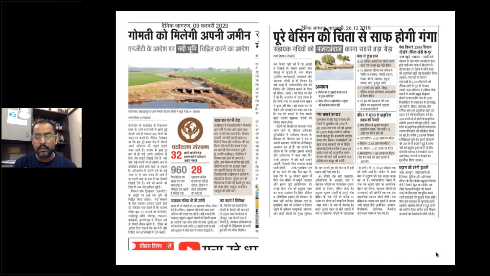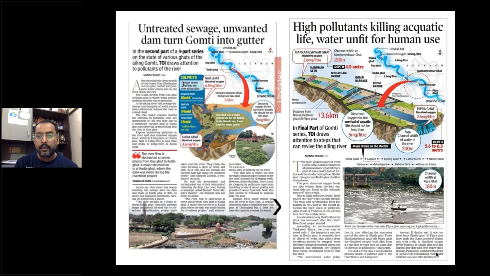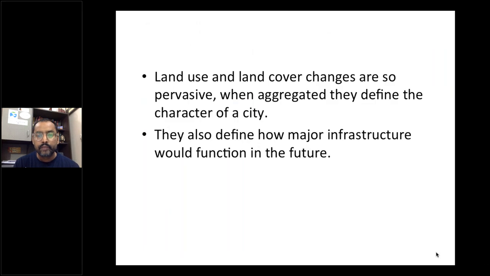These are some of the newspaper cuttings which I have on river restoration, where I talked about how you have to take into account the entire catchment, the entire river basin, and how you develop the model of urban rivers and the banks of the river, the river terrace. These are some of the articles. I won't go into detail.